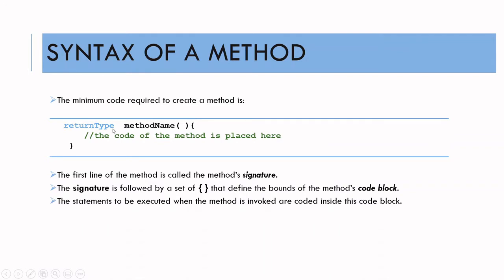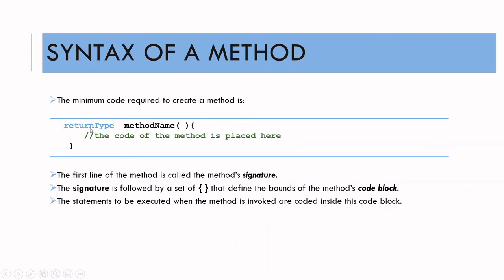So you need the return type. If the method is going to return a value, you need to define the type of that value that's going to be returned. And then you need a name for a method. And in parentheses here, we're going to put the parameters. In other words, we're going to put the inputs that this method is going to require in order for it to execute its action.